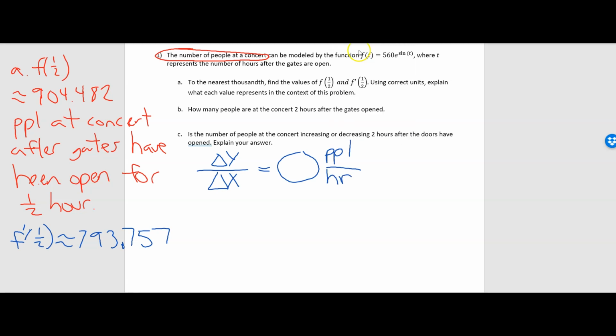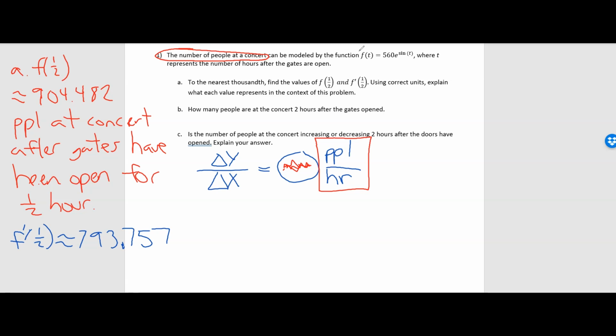So our units, and again, there'd be some number right here, right? It doesn't matter what that number is, the units are going to be the same. Our units for the derivative here are people per hour. Okay, that means this is the rate at which people are entering or leaving the concert at a certain t value. In this case, since our f prime value is positive, we know that people are entering the concert at this rate.